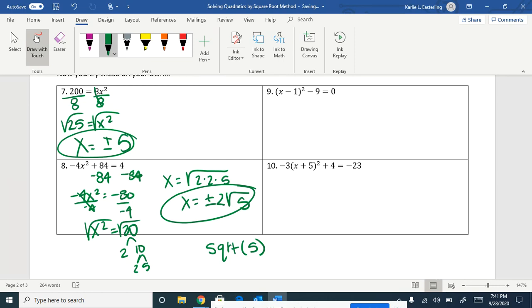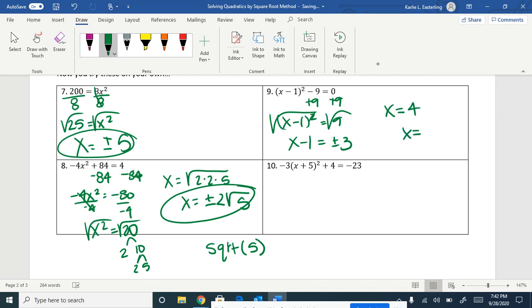All right, so number 9, you'll be able to enter this answer, so go ahead and do it. Hopefully you added 9 to both sides, so you would have x minus 1 squared equals 9. With the square root of both sides, you would have x minus 1 equals plus or minus 3. And your final answer would have been x equals 4 and x equals negative 2, because you would have had to add 1 to both of those.